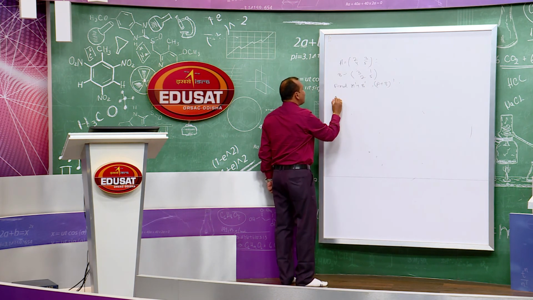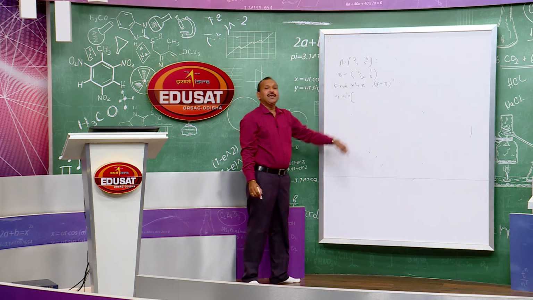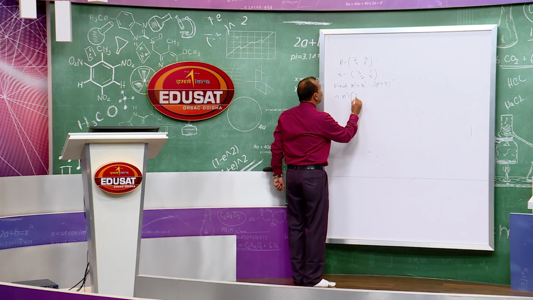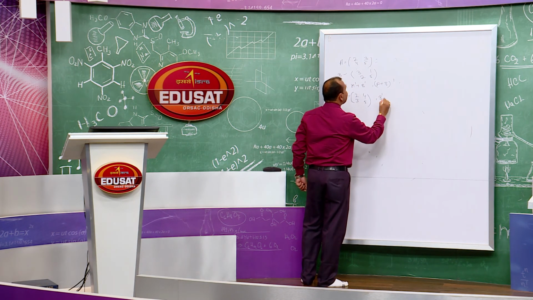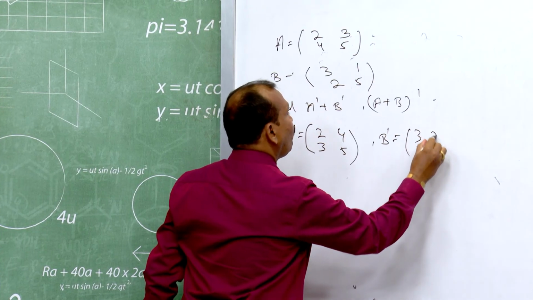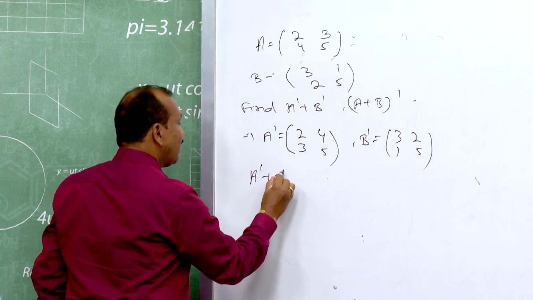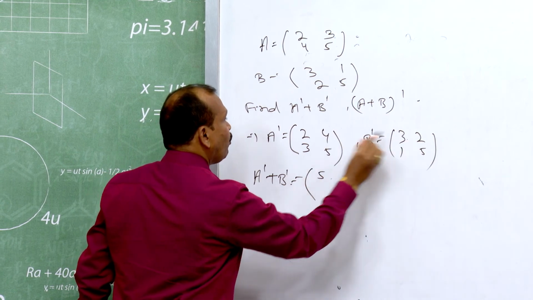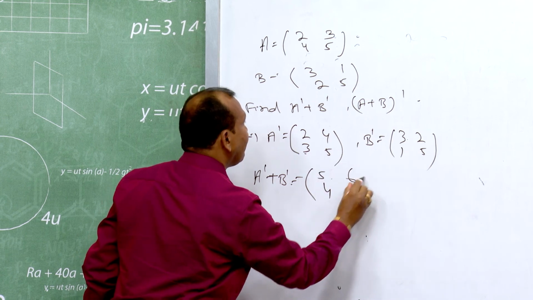A is given, this implies that A dash can be obtained by interchanging rows and columns. That means 2, 3 becomes a column; we have 2, 3, 4, 5. Similarly, we have B dash by interchanging rows and columns, 3, 1, 2, 5. A dash plus B dash becomes 2 plus 3 is equal to 5, 4 plus 2 is equal to 6, 3 plus 1 is equal to 4, 5 plus 5 is equal to 10.